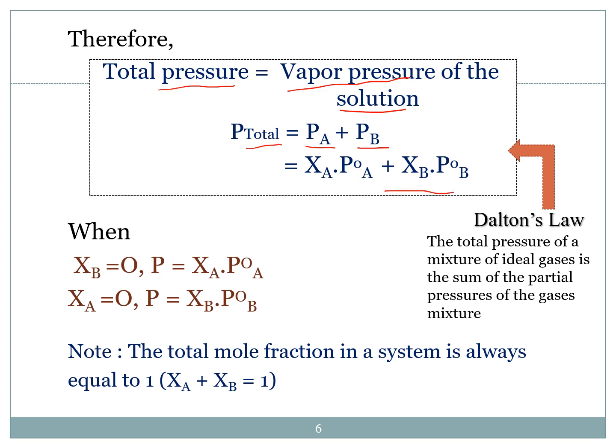So when mole fraction for component B is equal to 0, P will be equal to mole fraction of component A times vapor pressure of pure component A. And if mole fraction of component A is equal to 0, P will be equal to the mole fraction for component B times with vapor pressure of pure component B. And always remember, the total mole fraction in a system is always equal to 1, which is mole fraction of component A plus mole fraction for component B equal to 1.